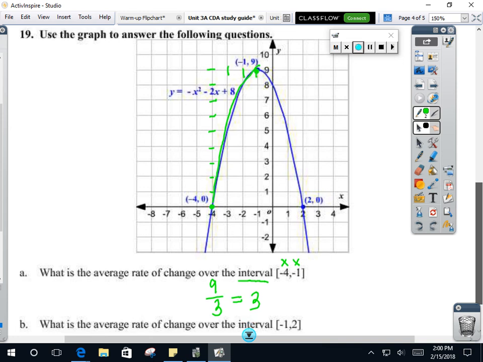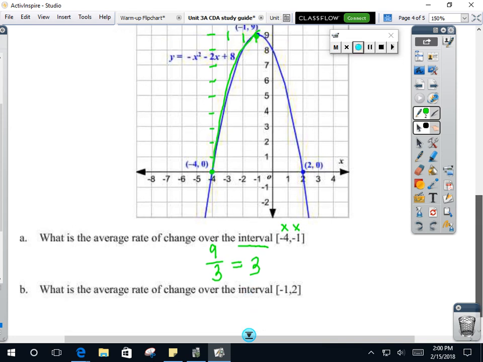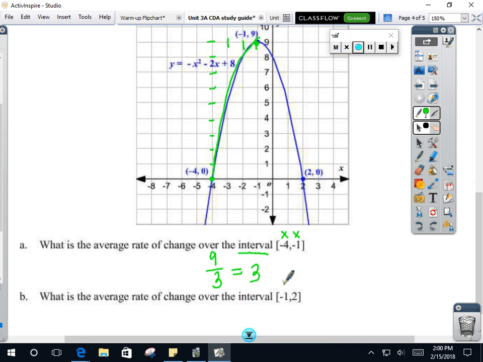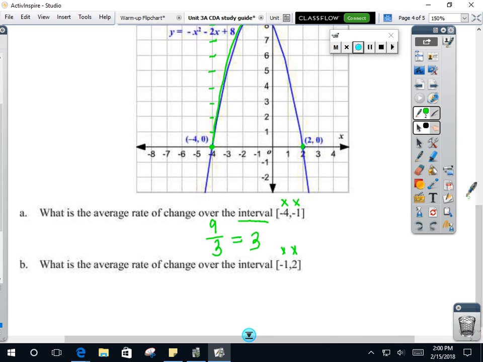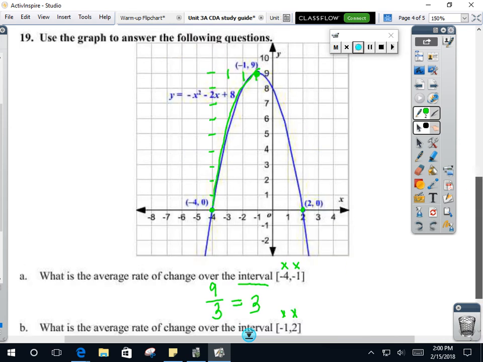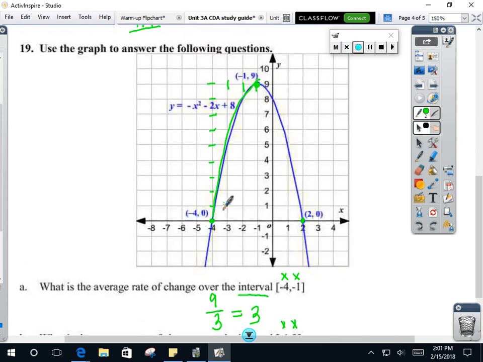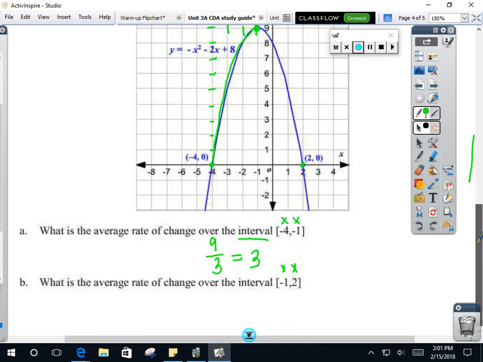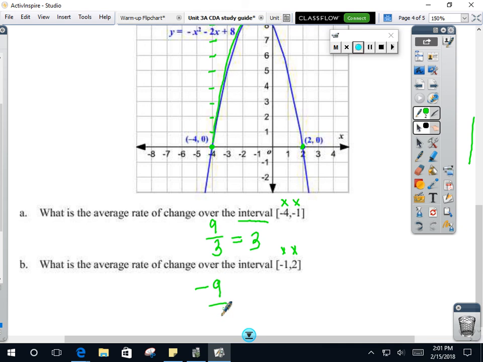So for the second question, they want you to use the points or the x value -1 and the x value of 2, which would be this point again, but now this point, which is on the side of the parabola that's decreasing. So doesn't that mean it's going to be a negative average rate of change? Okay, and also look, you're going from this point to this point. Now you're going from that point to that point. It's just going to be -3 because you'll end up going down 9/3, which is -3.